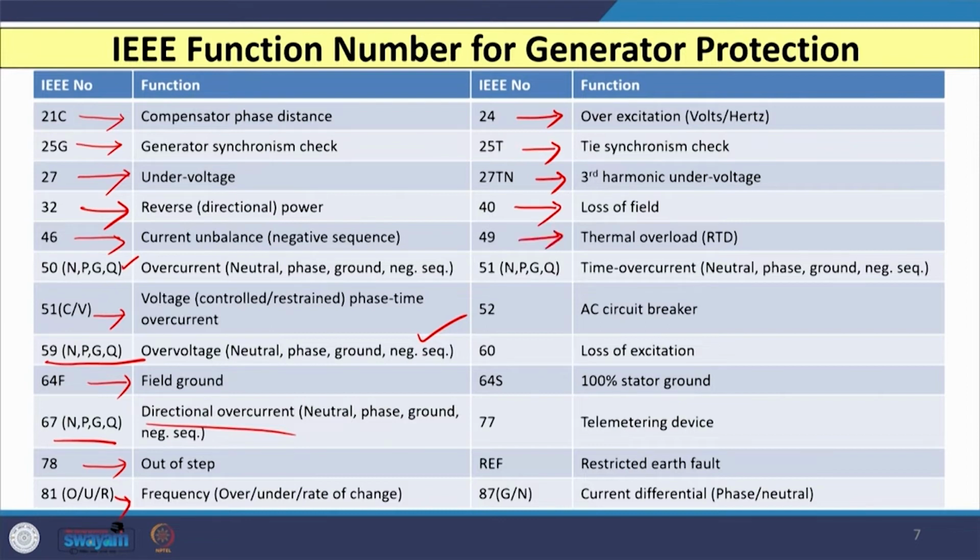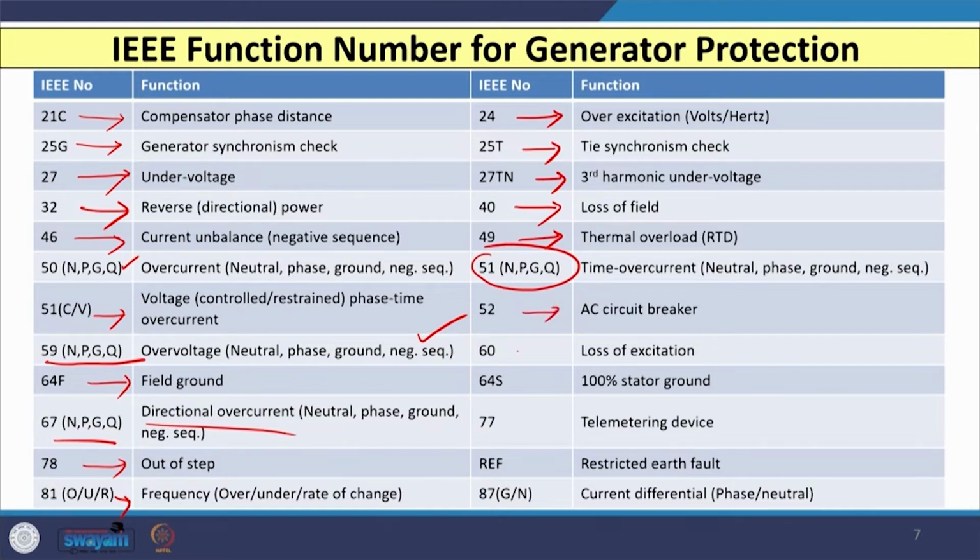Then the thermal modeling of the generator is carried out for protection against overload. So, 49 number is given. 51 is again the overcurrent, but this is time overcurrent compared to the 50 which is instantaneous operation, whereas 51 is the delayed operation and it can be in neutral, phase, ground, or in the form of negative sequence.